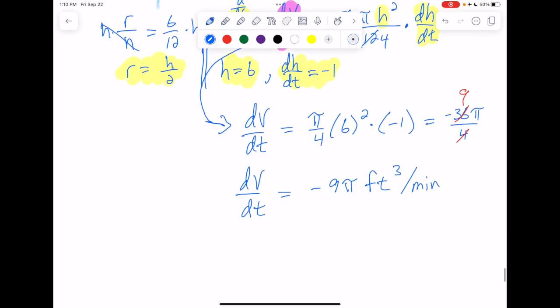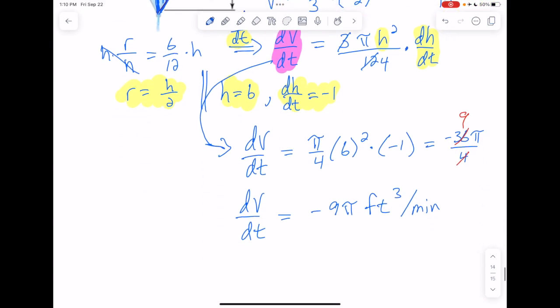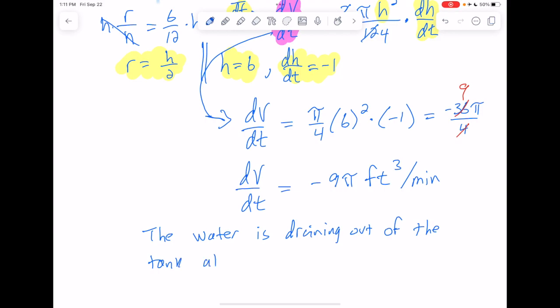I think we should give our answer in a sentence here because we didn't exactly find what they asked us for. They asked us at what rate is the water draining, and we're telling them the volume is changing at a rate of. So they're saying at what rate is it draining? We're not saying it's draining at. We're saying the volume is changing at. So we need to change it to a the water is draining at type of sentence. So the water is draining out of the tank at a rate of 9 pi cubic feet per minute.